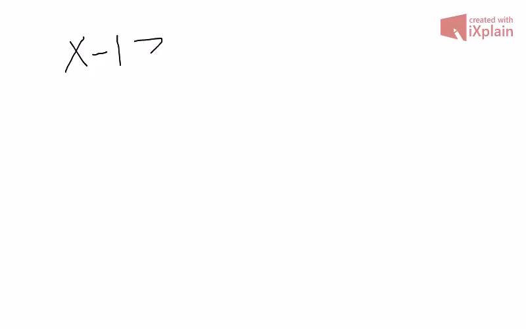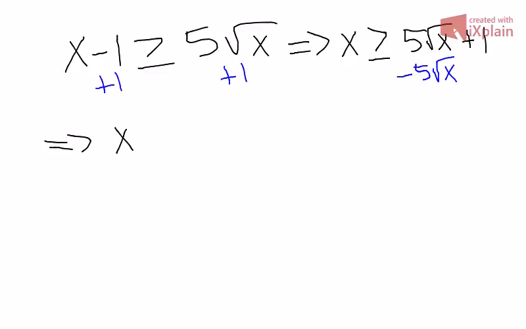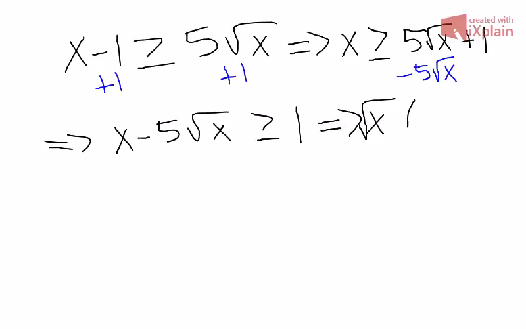So now we have x minus 1 is greater than or equal to 5 square root of x. Okay. Go ahead and add 1 over to each side. That'll give us basically x is greater than or equal to 5 radical x plus 1, and then subtract the 5 square root of x. Okay. So now all of that is greater than or equal to 1. So now we're basically factoring out a square root of x, and that's what I do here.